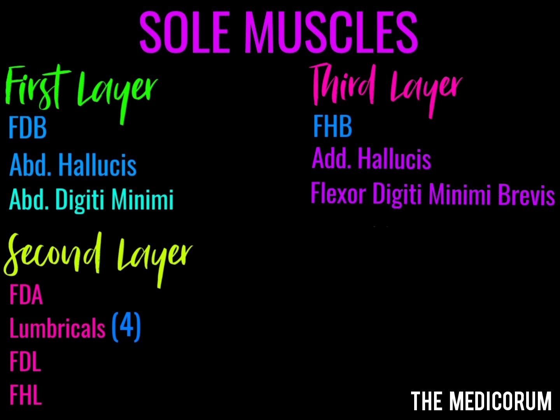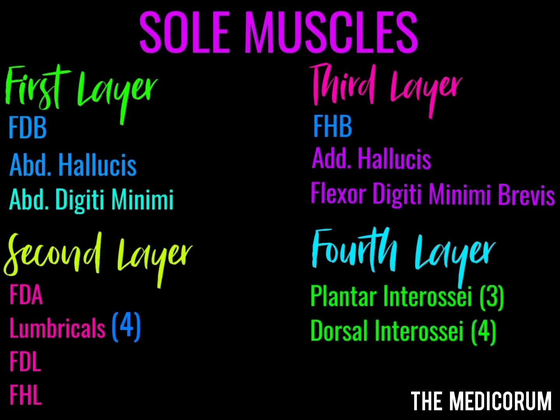Similarly, we will compare it with the muscles of the fourth layer. In the fourth layer, instead of flexor digitorum accessorius and lumbricals, we will have plantar interossei and dorsal interossei. Plantar interossei will be 3 in number, and dorsal interossei is just adjacent to lumbricals. Hence, they will be 4 in number.